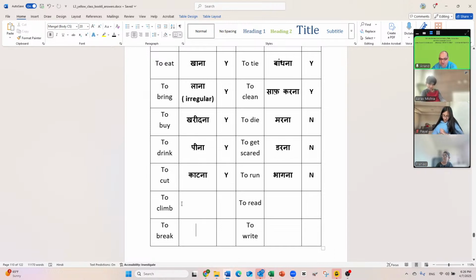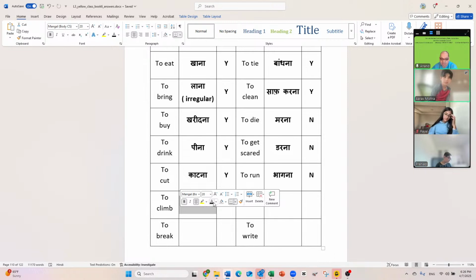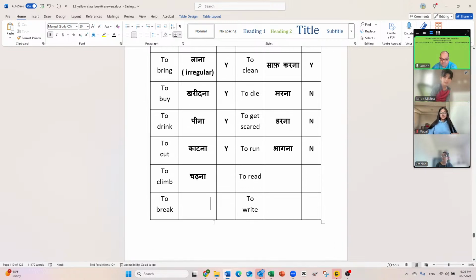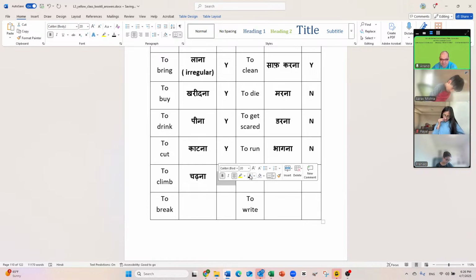Okay, next one. Arav, to climb. Okay, I'll give it to you. Chadna. I literally use that word every day. That's okay, I will remember now. Chadna. And do we add ne or we don't add ne? Yeah, because you could say, what did you climb? I climbed a mountain, or I climbed a ladder or whatever. I climbed something.